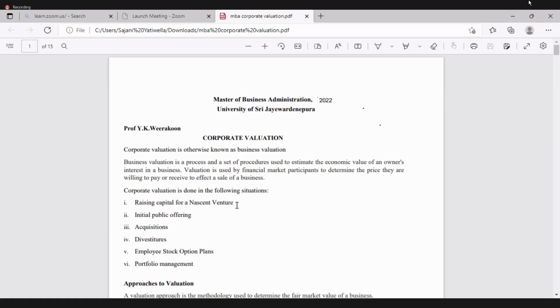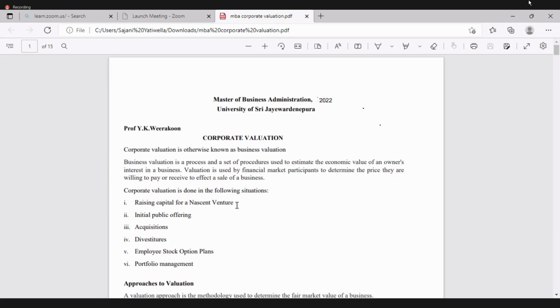Then in the other case, acquisitions. One particular company intends to acquire another company. There are two companies willing to merge. Then there is a valuation process. For such a purpose, we need corporate valuation. Divestiture. Some companies have subsidiary companies, and in such a case, they can amalgamate all these business enterprises. In that case, we call that divestiture. In that case also, you have to evaluate the subsidiary companies. What is the main company's value, likewise?